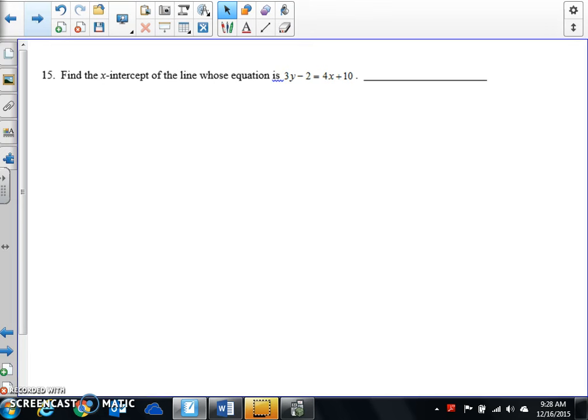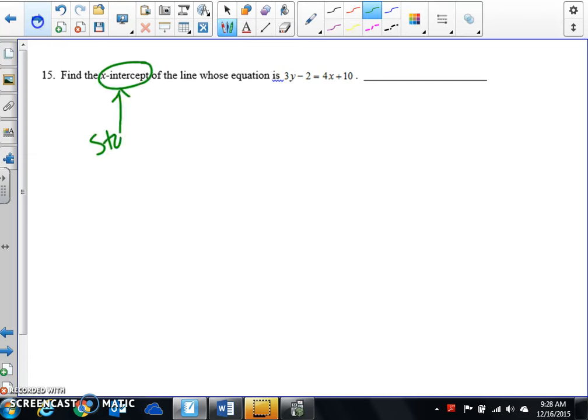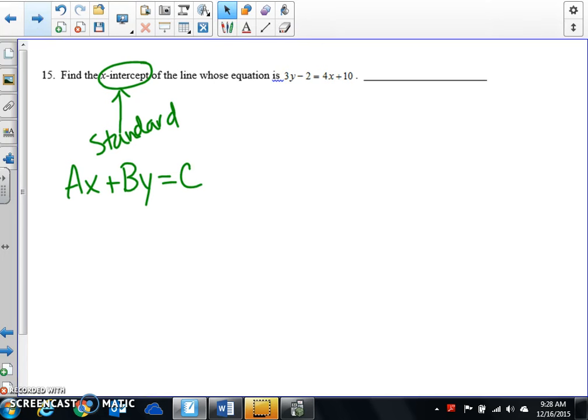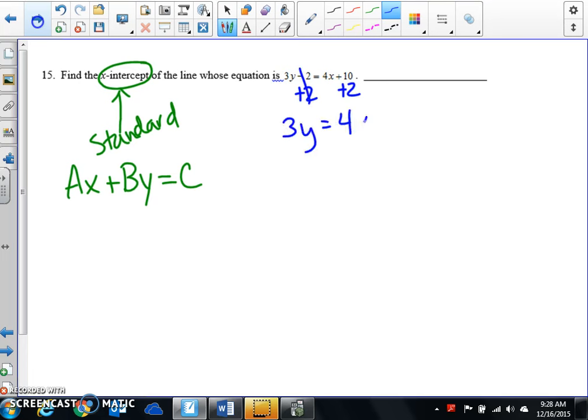All right, find the x-intercept of the line whose equation. So same thing. If you see intercept, you need to put it in standard, which is ax plus by equals c. So let's go ahead and add 2 on both sides. 3y equals 4x plus 10 plus 2, which is a positive 12.